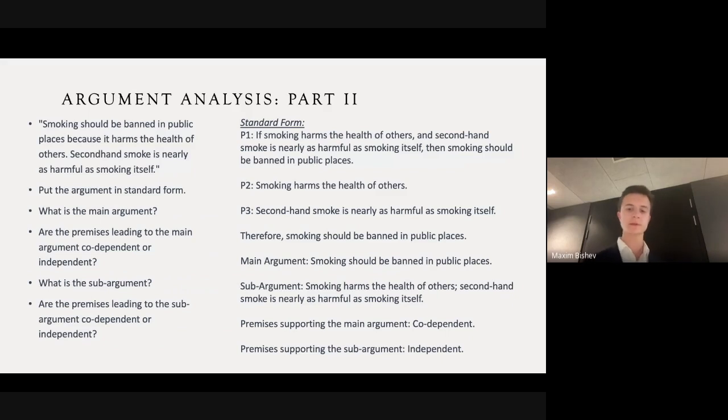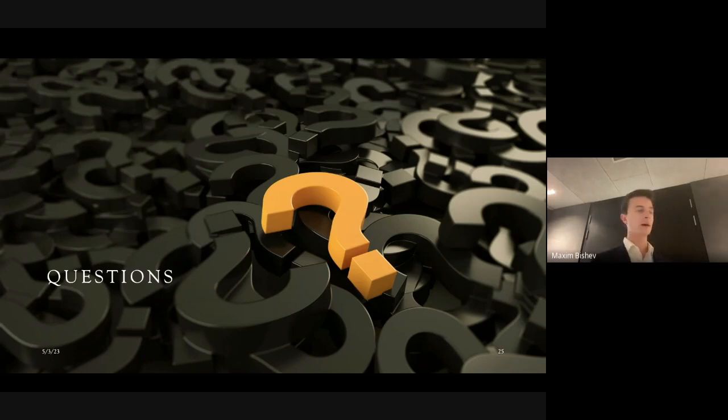So the sub-argument is that smoking harms the health of others, and secondhand smoke is nearly as harmful as smoking itself. And you'll notice how the premises work. So the premises that support the main conclusion would be that it harms the health of others and it's nearly as harmful as smoking itself. Yeah, this could have been improved a bit as an argument. It's not quite long enough. But okay, does everyone get the general idea? Yep, okay, cool. All right, I'll take questions.